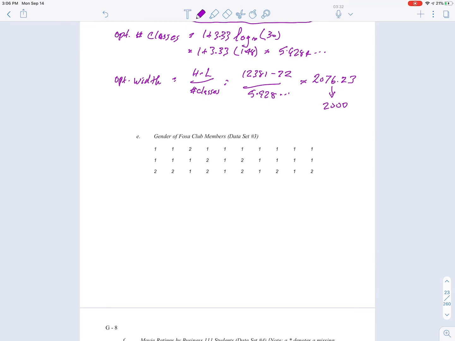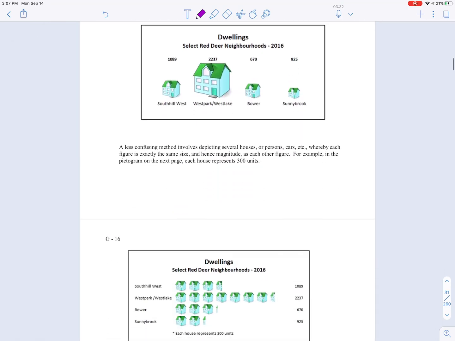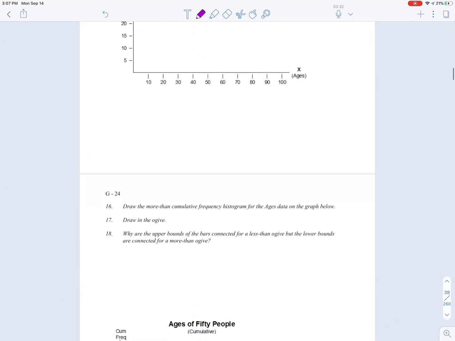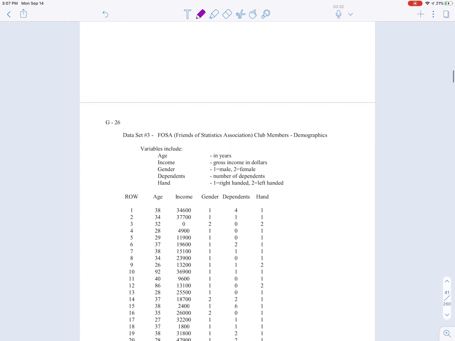All right, these are the gender of Fosa club members. And in data set number 3, 1 means, I think, male, and 2 means female. Actually, let me just show you where you can get that data from. So all the way at the end here, all the way through Unit G. And then you've got these data sets here.